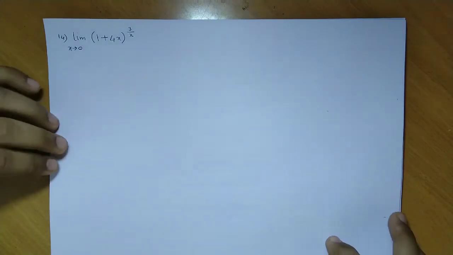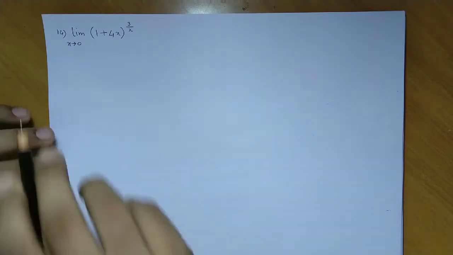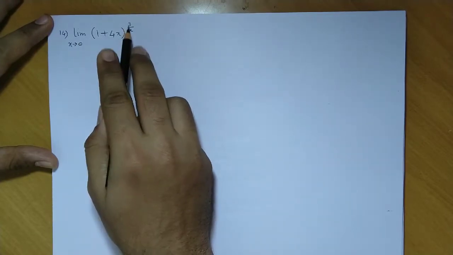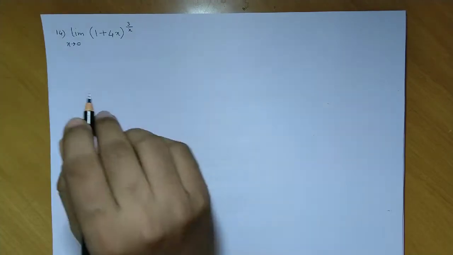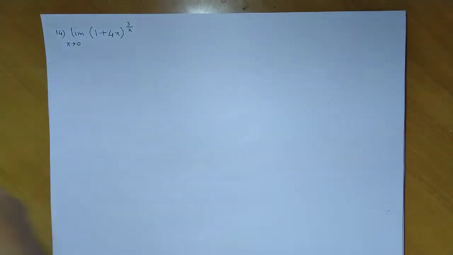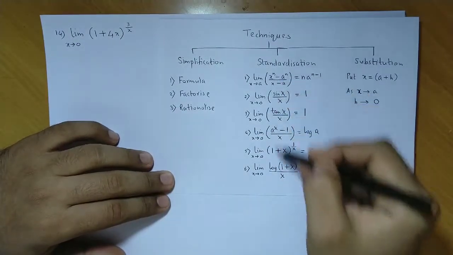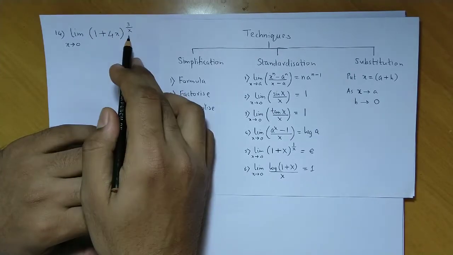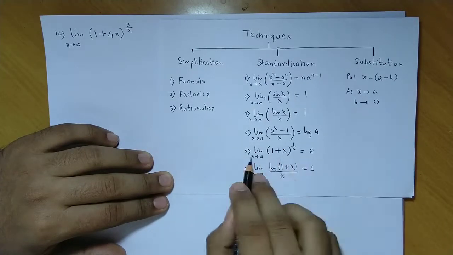Okay, now let us solve a few more examples on standard limits. Here, we need to find the limit of (1 plus 4x) raised to 3 by x as x approaches 0. If we look at the standard limits which we were going through earlier, out of these 6, if you observe (1 plus 4x) raised to 3 by x, this somewhat matches with this fifth one, correct?